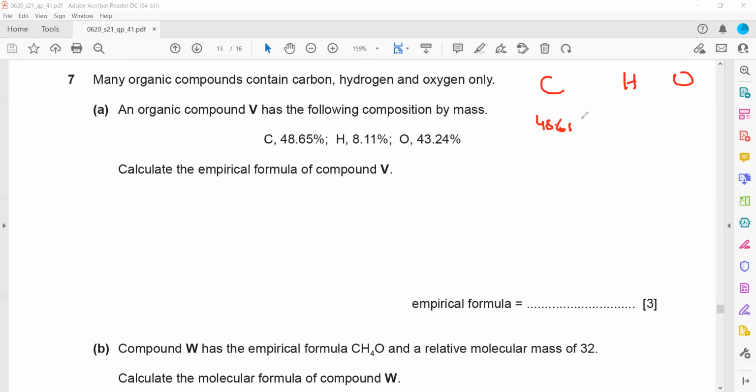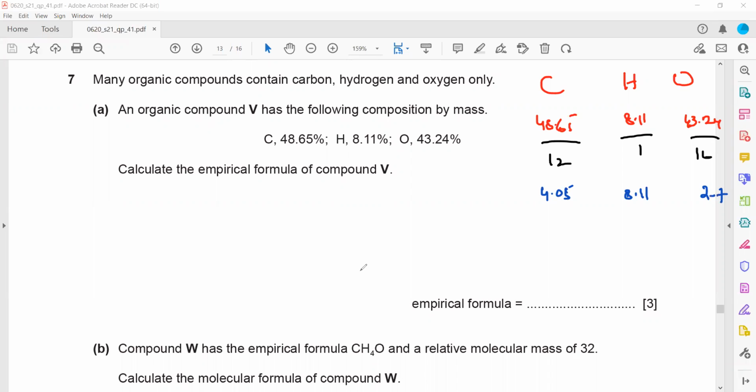So 48.65, 8.11, and 43.24. The first step, divide by atomic mass. So using a periodic table, you divide this by 12, this by 1, and this by 16. So we divide the percentage of carbon by 12, the percentage of hydrogen by 1, that does not make a difference, and oxygen by 16. So 48.65 divided by 12 will be 4.05. This will be the same 8.11, and 43.24 divided by 16 is 2.7.